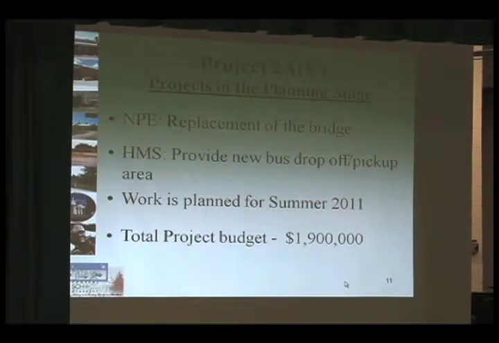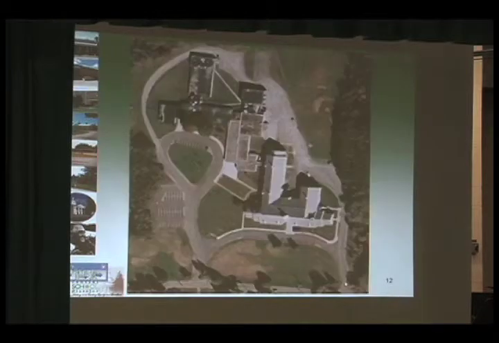As part of 2A5, because of our competitive bidding and fund balance, basically unused funds, you have the replacement of the North Park Elementary Bridge, and we're also looking at a bus drop-off loop area at Haviland Middle School. That work will be done during next summer, summer of 2011, and that's part of the revote as part of the separate proposition in the May budget.